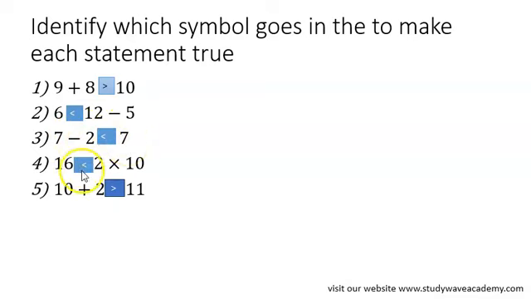So we have here 16 is less than 2 times 10. 2 times 10 is going to give us what? 20. So 16 is less than 20, right? Yes. The next one we have 10 plus 2 is greater than 11. 10 plus 2 will give us what? 12. And 12 is greater than 11, right? Yes.